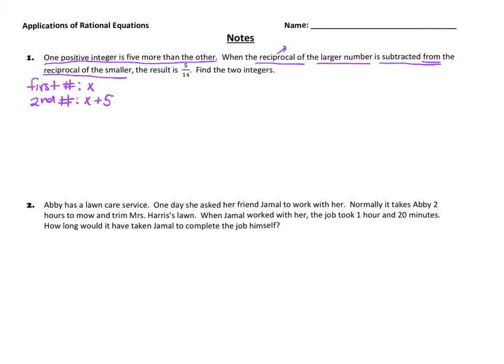So remember, the reciprocal means you are putting 1 over that number, and I'm subtracting it from. So the bigger one's actually going to be second. So my bigger number would be x plus 5. So I'm going to do 1 over x minus 1 over x plus 5. So I'm subtracting the reciprocal of my larger number from the reciprocal of my smaller number. And this is going to equal 5 over 14.